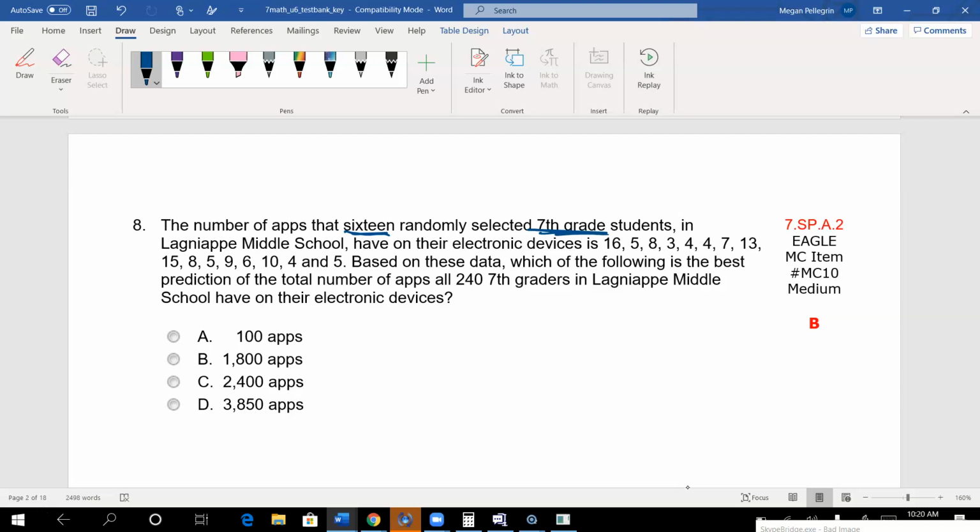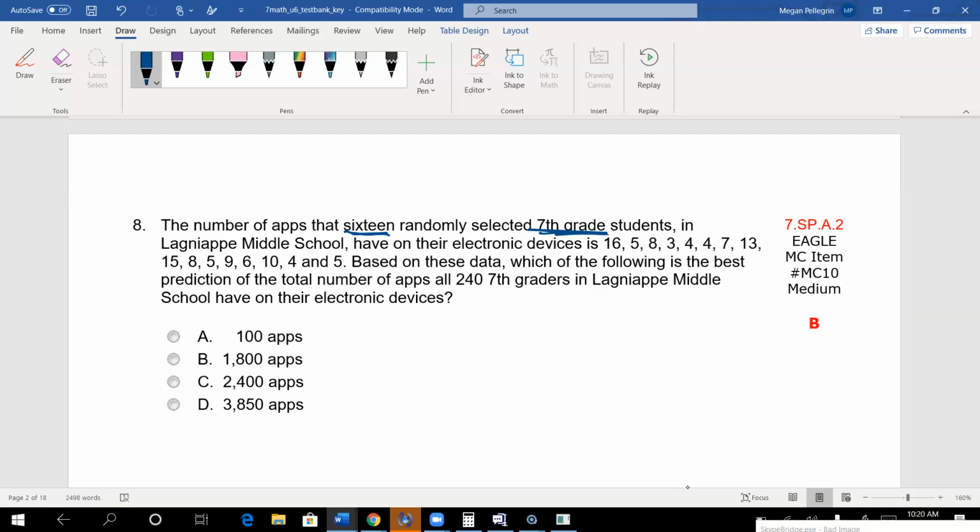They are specifying that it's 7th graders that they're looking at, and so therefore the fact that they're only looking at 7th graders is fine, because they're telling you that's what they're looking at. They're not looking at Lanyap Middle School as a whole, just of the 7th grade students there. If they said of a whole, they couldn't just choose the 7th grade students. And so there's their data.